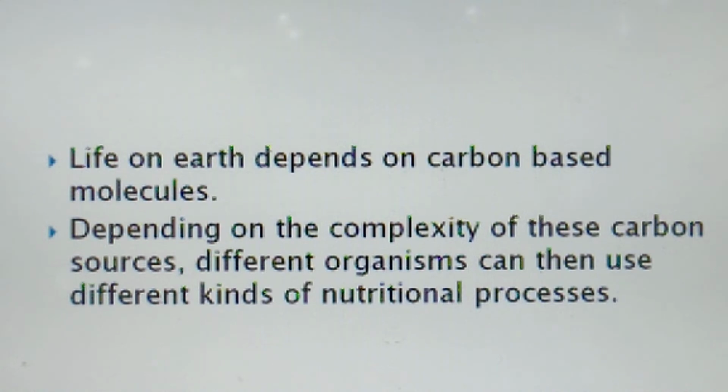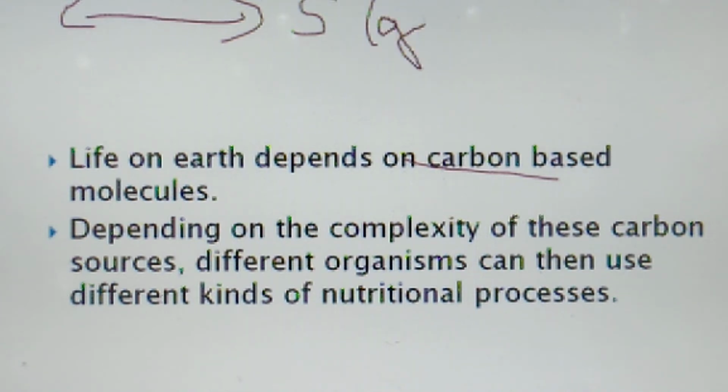Life on earth depends on carbon-based molecules. That means we are taking food, and the food contains carbon molecules. For example, carbohydrate. This carbohydrate is a complex substance. These complex substances are converted to simple substances. For example, glucose is the simple substance.